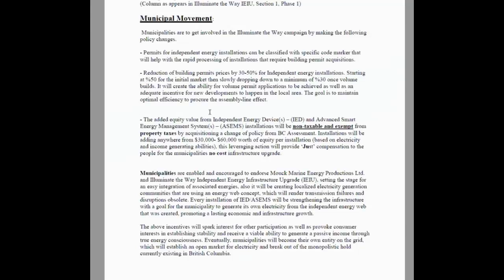So this is the beautiful part about it, is that added equity value from independent energy devices and advanced smart energy mount system installations will be non-taxable and exempt from property taxes as well as point of sale by acquisitioning a change of policy from BC Assessment, which, as the letters of support grant that motion. So we can start pushing that.